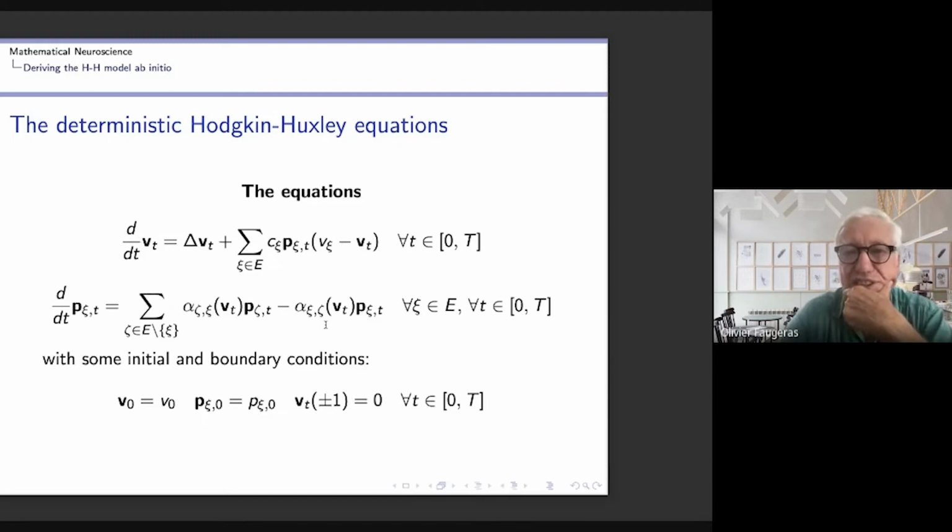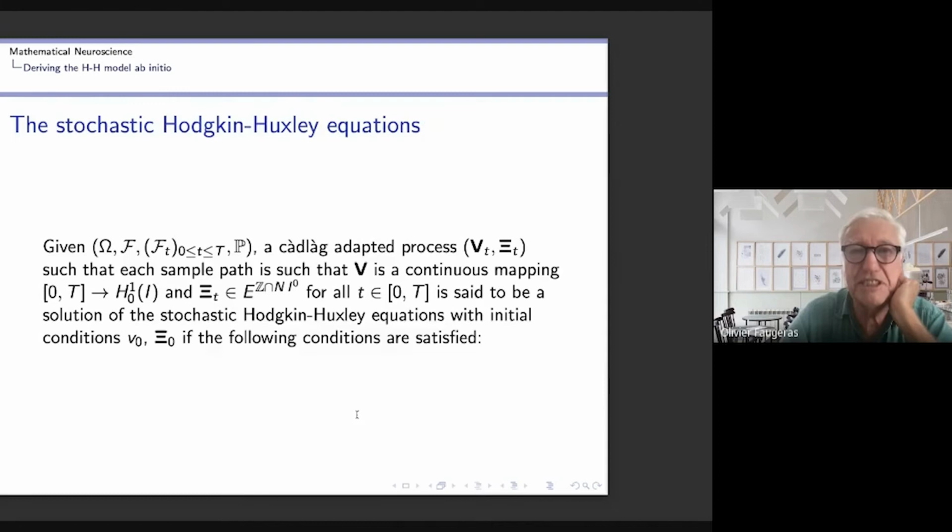At the end of the neuron, the potential is zero. This is the H01 in mathematics. Okay, so these are the deterministic equations. Now let's go to the stochastic. We have to choose this probability space omega. There's a sigma algebra. It's filtered, F_t. Perhaps the Brownian, and this is a probability distribution.